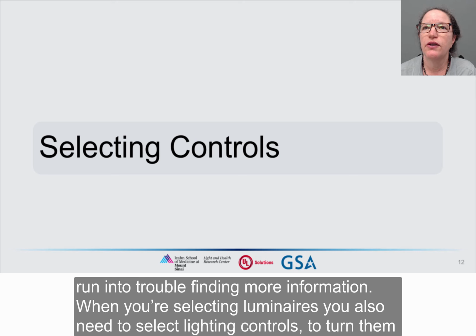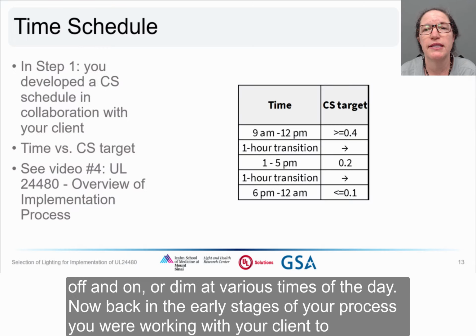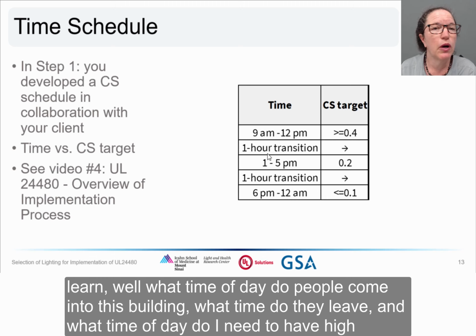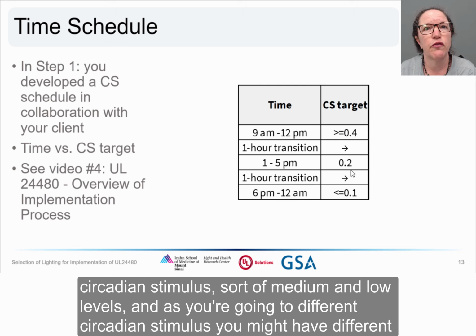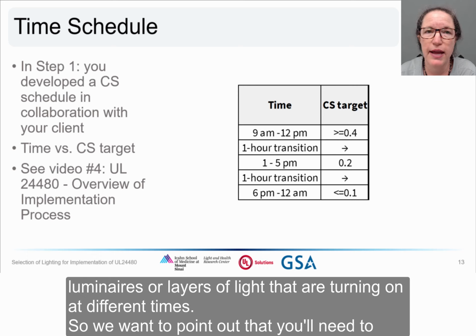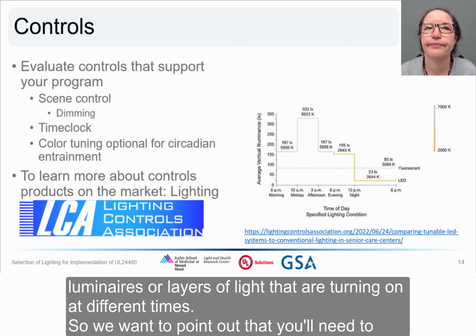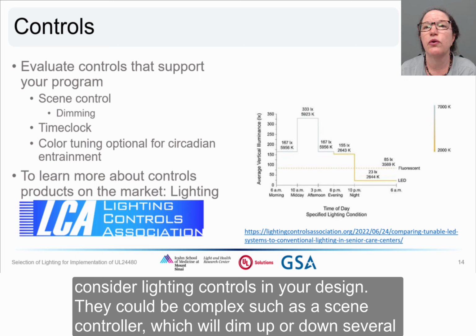When you're selecting luminaires, you also need to select lighting controls to turn them off and on or dim at various times of the day. Now, back in the early stages of your process, you were working with your client to learn, well, what time of day do people come into this building? What time do they leave? And what time of day do I need to have high circadian stimulus, sort of medium and low levels? And as you're going through different circadian stimulus, you might have different luminaires or layers of light that are turning on at different times. So we want to point out that you'll need to consider lighting controls in your design.